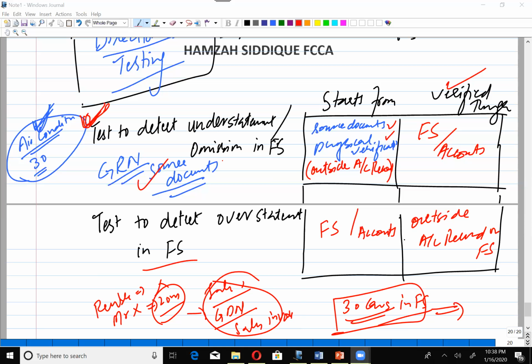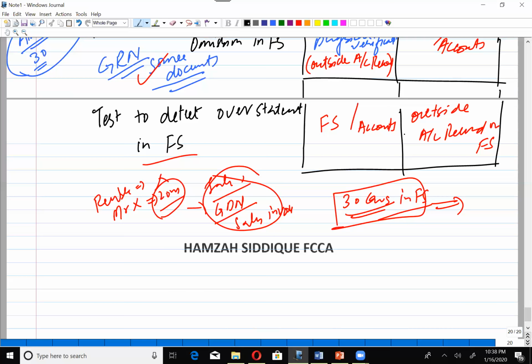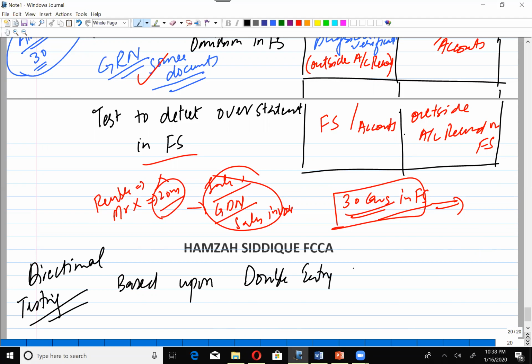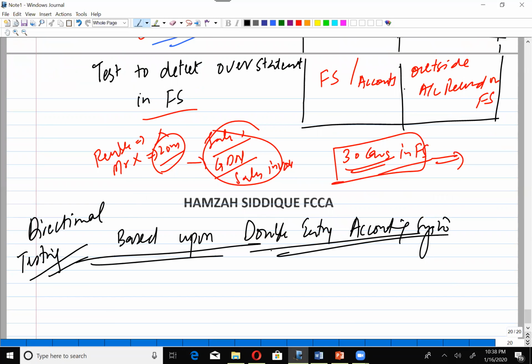Next, directional testing continued. Directional testing is based upon the double entry accounting system. The concept means that error or misstatement can never exist alone. They will exist in pairs, because we know that for every debit there will be a credit. If you have detected an asset which is overstated, it means something was debited more. Some asset may not have been recorded. One is overstated, the other may be understated.